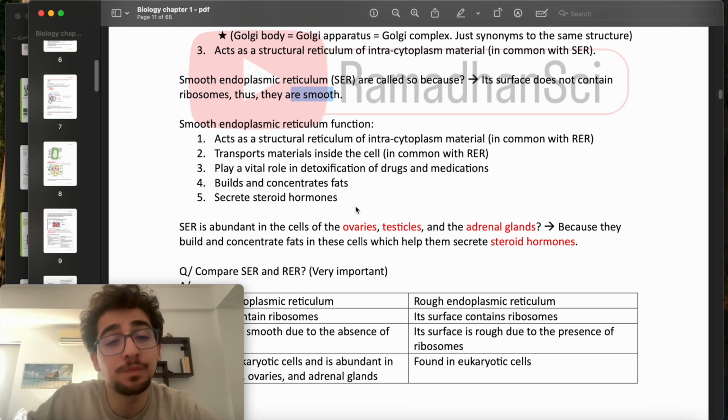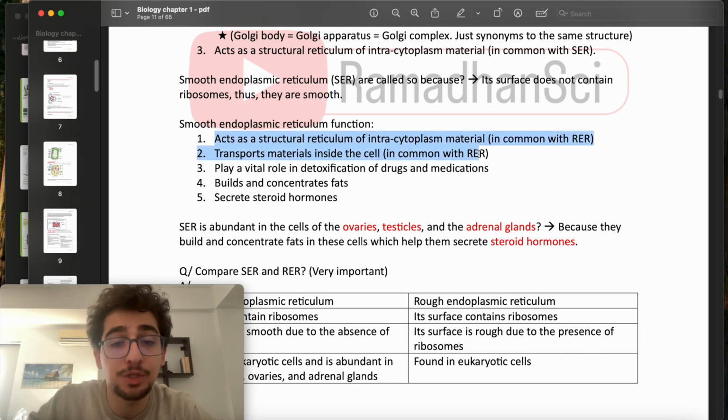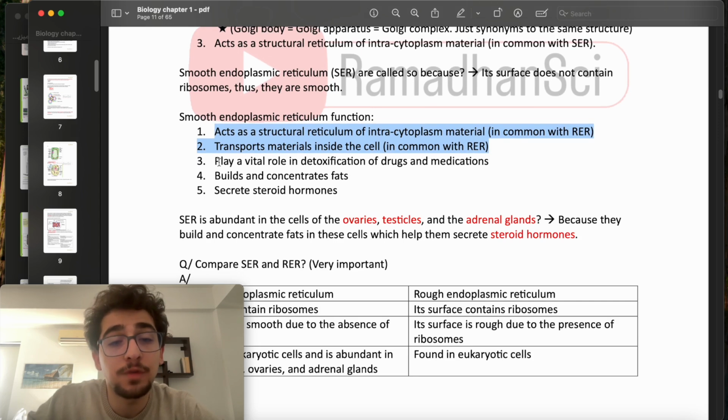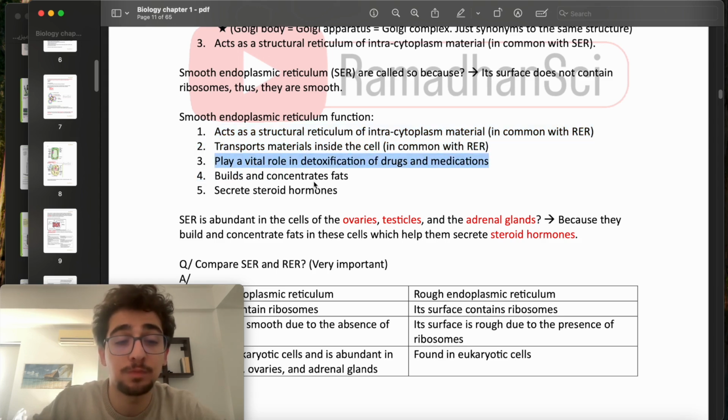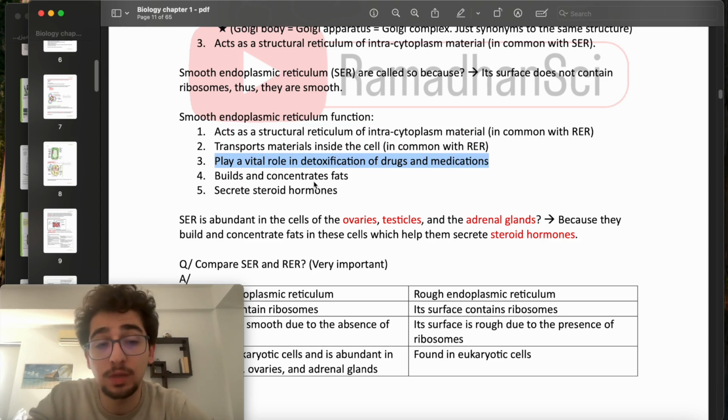The function here, again, we have 2 functions in common. Those, we mentioned them. And the other functions are very easy to remember. They just play a role in detoxification of drugs and medication. This is very important, as you can have a question, give an example for each of the following, or who's responsible for each of the following. And they will tell you detoxification of drugs and medications, and the answer will be smooth endoplasmic reticulum.